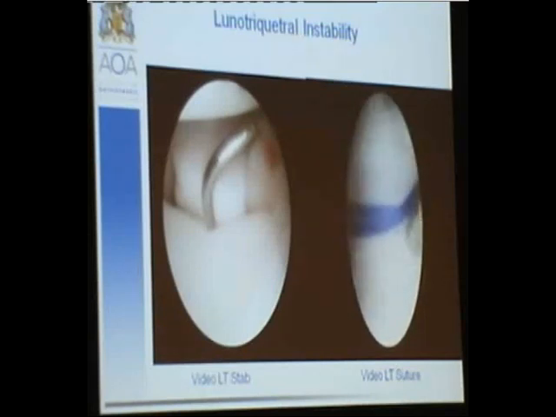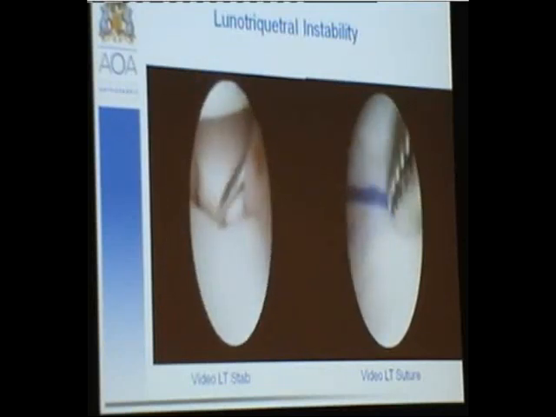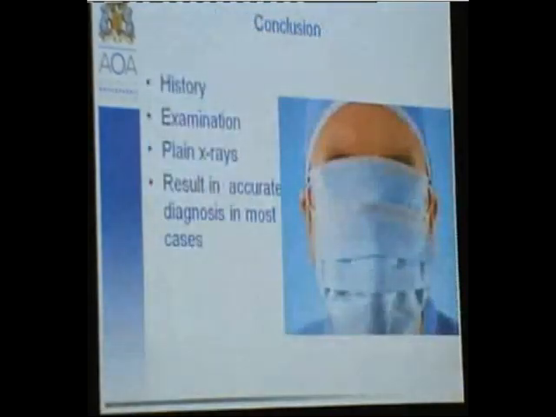So in conclusion, history as always is most important, along with your clinical examination. Plain x-rays for the most part are usually accurate from my perspective, and you don't necessarily need any fancy imaging. So if your MRI findings are not consistent with the clinical ones, ignore the MRI, but sometimes you still look like a fool. Thank you.